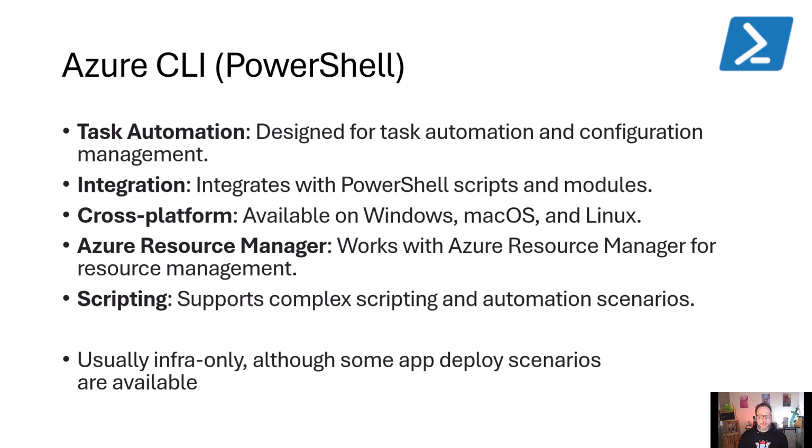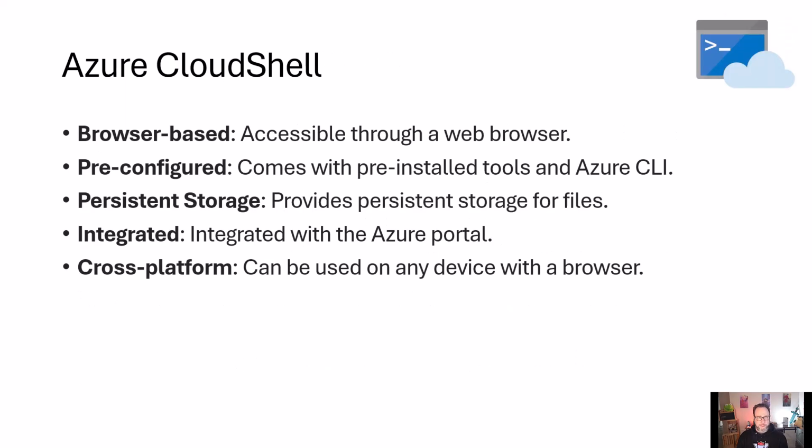It does basically the same as the Azure CLI from before, but now using PowerShell as the prime syntax. So instead of AZ VM list, you would do something like Get-AzVM or New-AzWebApp, and so on and so on. And as you can expect, the same as Bash, it's typically used for, again, infrastructure deployments, but they also allow for some application deployment as well.